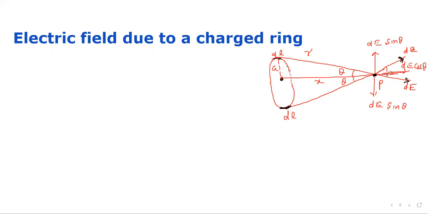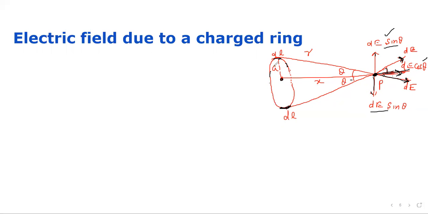So dE will have one component, dE cos theta, in this direction. Another component will be dE sin theta in this direction. Now consider this other dE. This angle is also theta. So dE cos theta will be in this direction and dE sin theta will be in this direction. Clearly, the dE sin theta components will cancel out. This will happen for each such element. So we can say that the electric field will be due to cos theta components only.